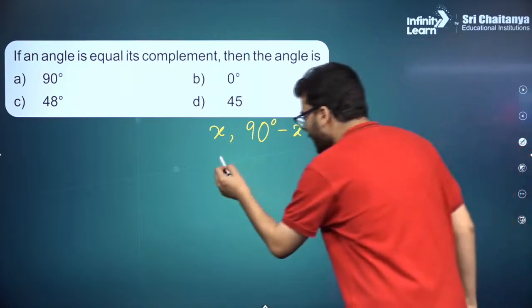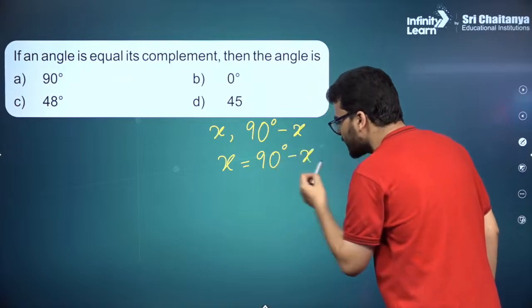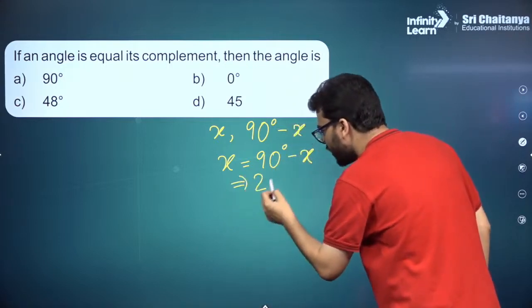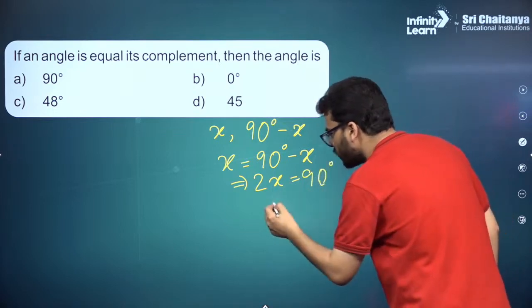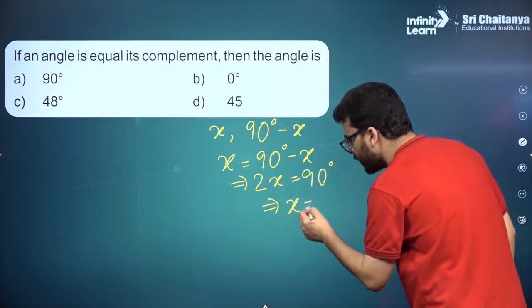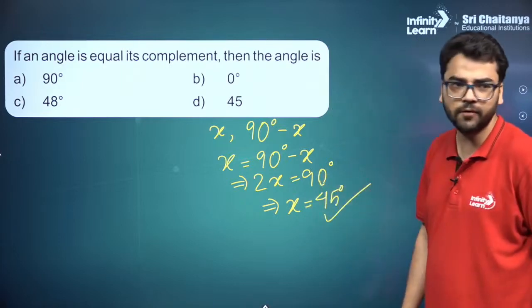Now it is given that the angle is equal to its complement. So x equals 90 minus x. Solve this equation. What will you get? 2x is equal to 90. So therefore x will be equal to what? x will be equal to 45. So if an angle is equal to its complement, then the angle is equal to 45 degrees.